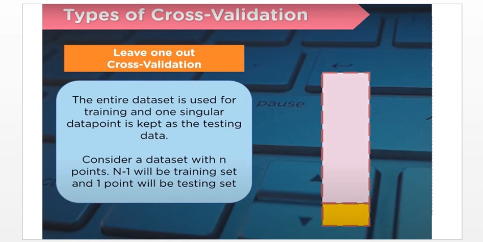Now, in leave-one-out cross-validation, we treat each data point as a test set, while the remaining n-1 data points are used for training.